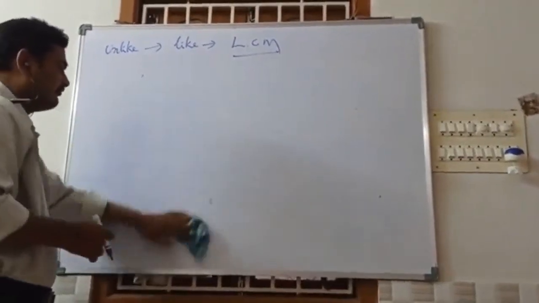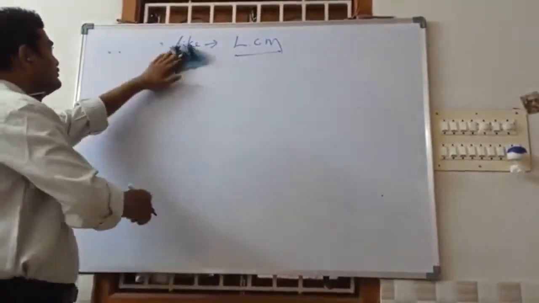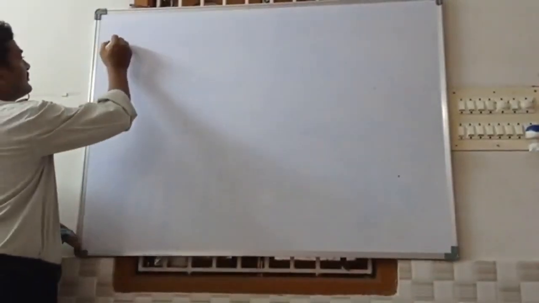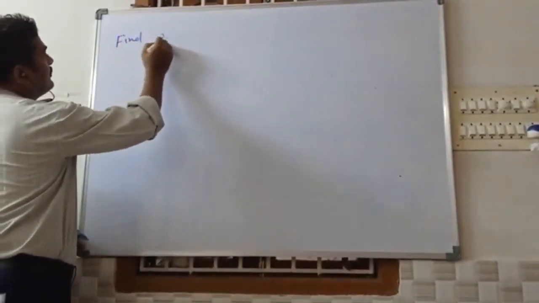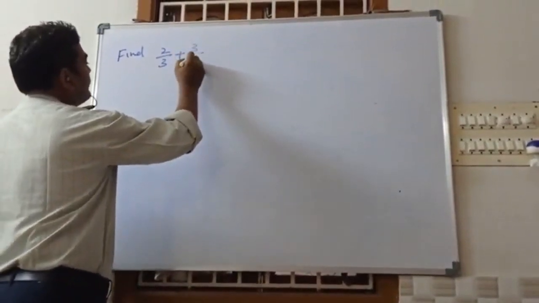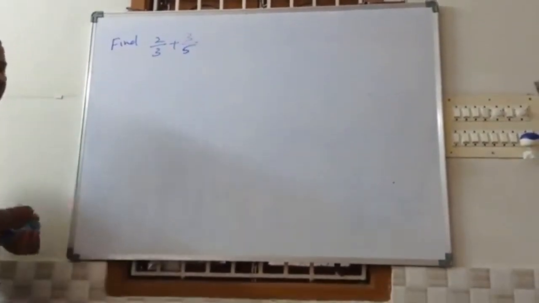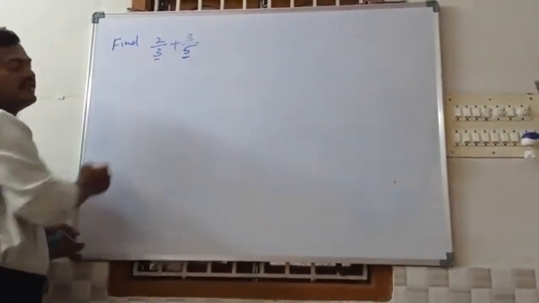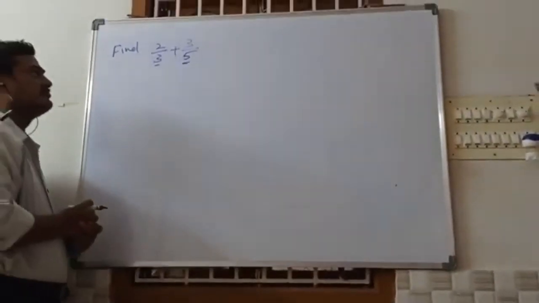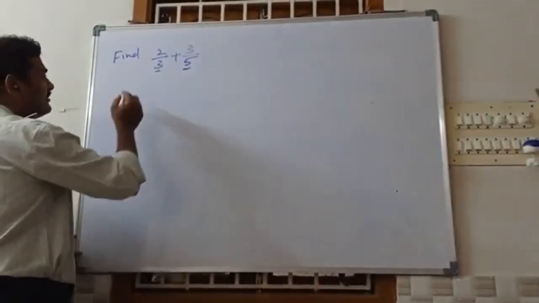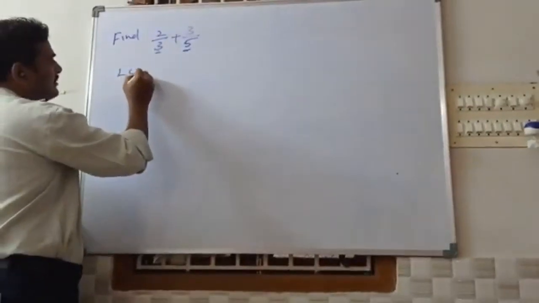Next we go for addition of two unlike fractions. For example, find 2 by 3 plus 3 by 5. If you observe here, these two have different denominators. Different denominators means unlike terms. Now we go for the LCM of 3 and 5.